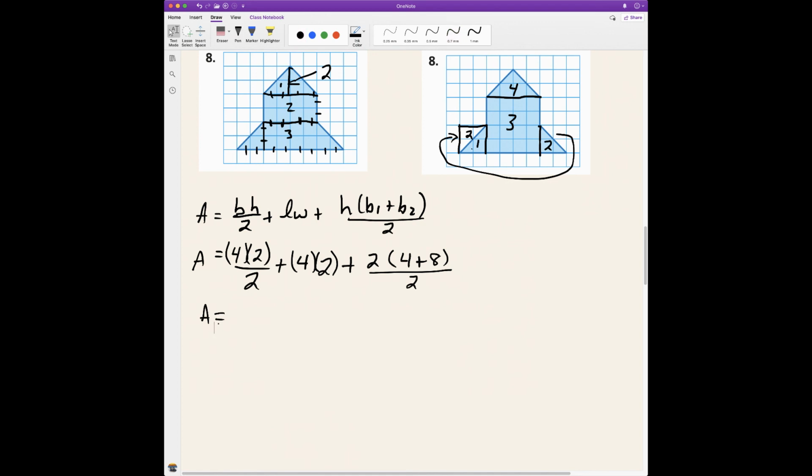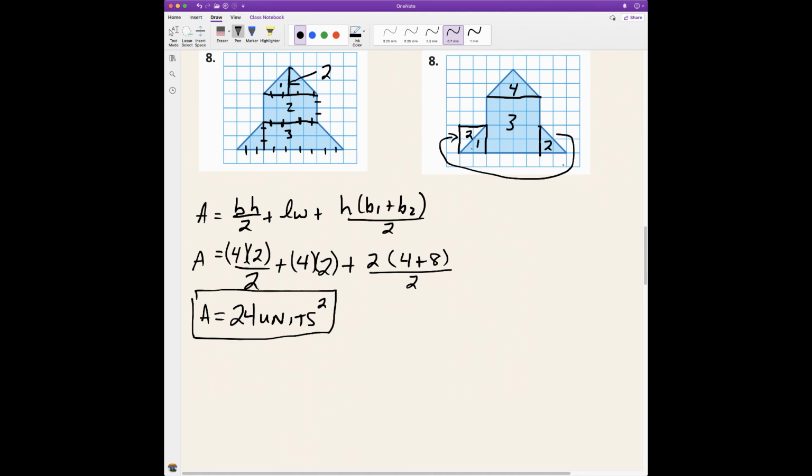I think the answer you get is 24 units. And remember, area is always squared. So the answer is 24 units squared.